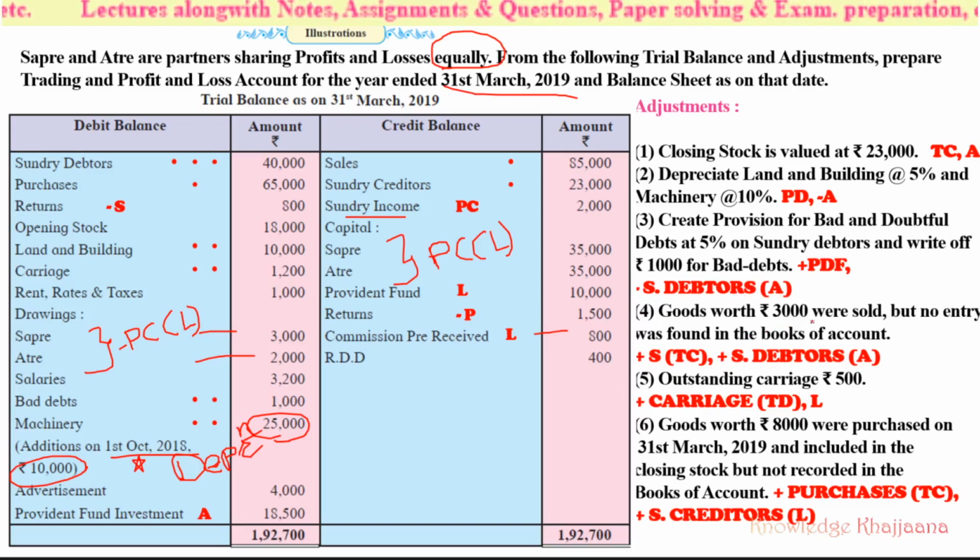Goods worth rupees 3,000 were sold, but no entry was found in the books of account. Listen properly. Goods were sold means goods have gone out. So what is the first rule? Whatever has happened with goods, and goods have gone out, then we have to record it to the trading account credit side. Here the goods have gone out due to selling. Okay, so we have to add to the sales. Add to sales in the trading account credit side.